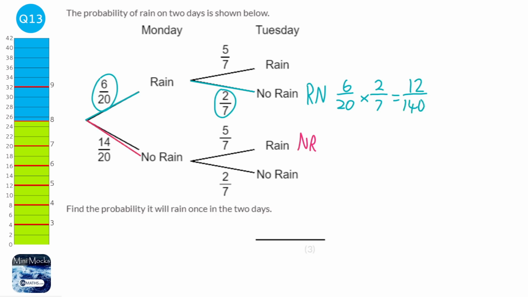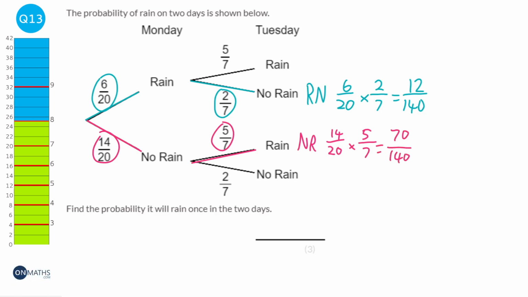And to work out the probability it will not rain on Monday and rain on the Tuesday, we're just going to multiply the 14 over 20 by the 5 over 7. So that would be 14 over 20 times 5 over 7, and that will give us 70 over 140.